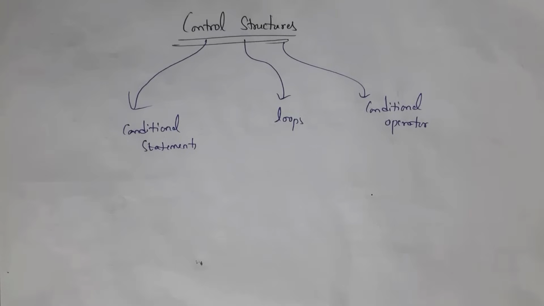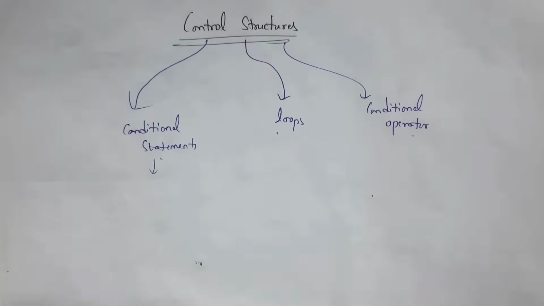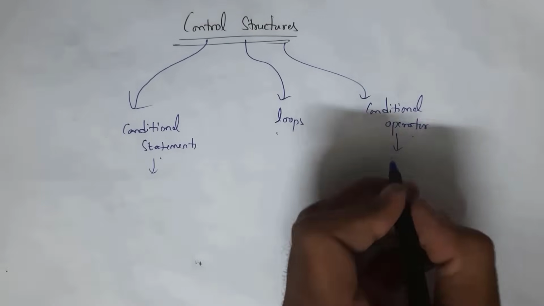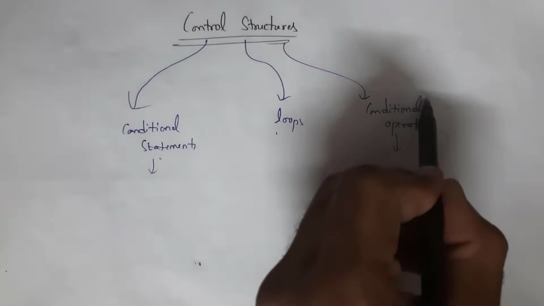Guys, in exam they may ask to explain control structures. Control structures are classified into three types: conditional statements, loops, and conditional operator. Conditional statements contain if, else if, switch, and nested if statements. Loops contain while loop, do while loop, and for loop. Conditional operator is nothing but the ternary operator. So whenever a control structures question comes in exam, you need to explain all this in detail.